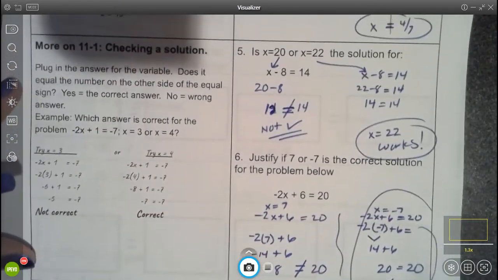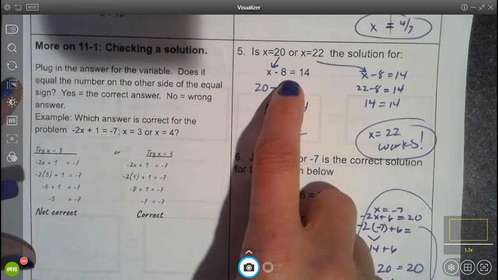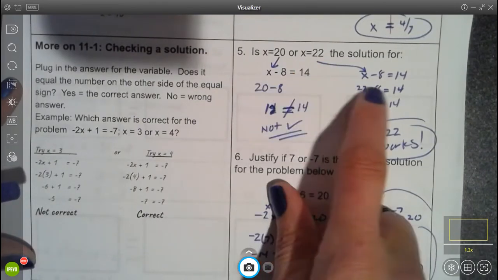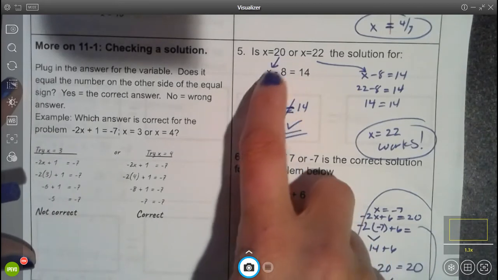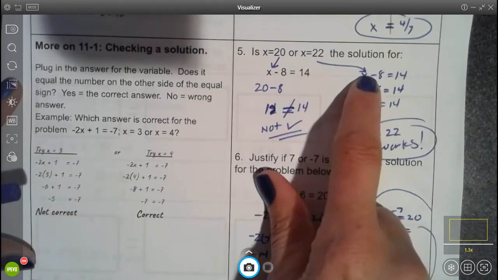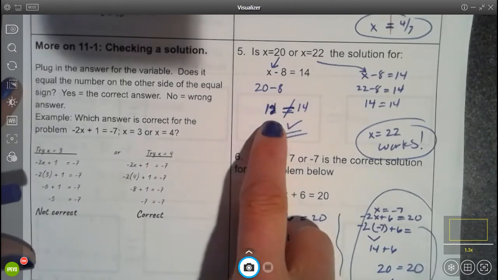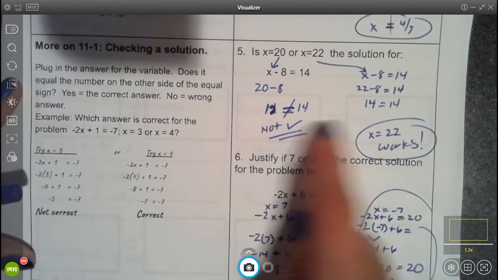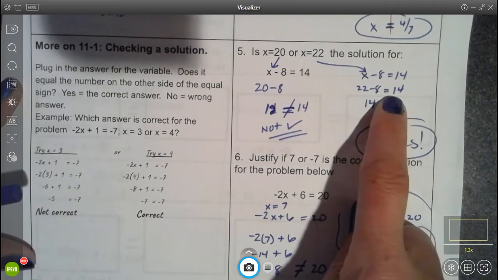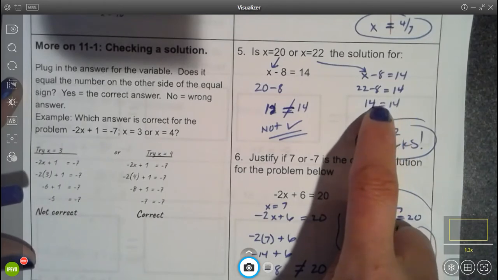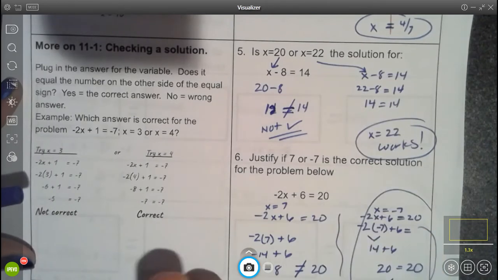Checking our answer, we've talked just a little bit about that: plugging the number in and seeing which one works. So I wrote the equation twice, and I'm going to plug in 20 into the equation. I'm going to plug in 22, and I'm going to see which one works. When I plug in 20, I got 12, so that doesn't work. But when I plug in 22, it does work. It does get me 14, which is what I'm looking for.